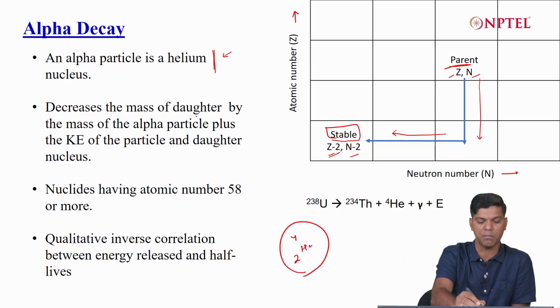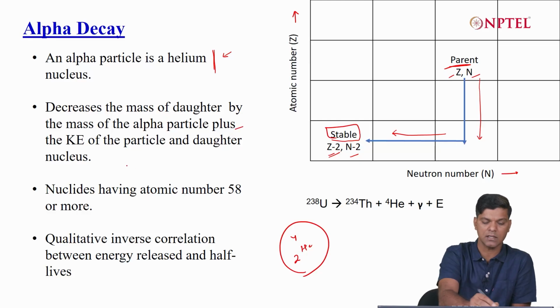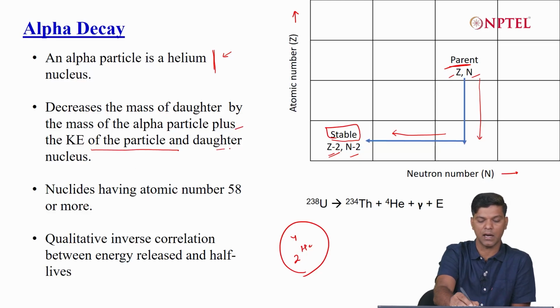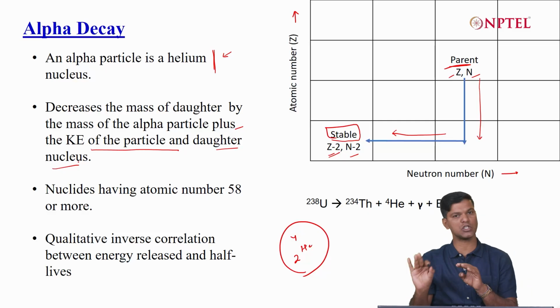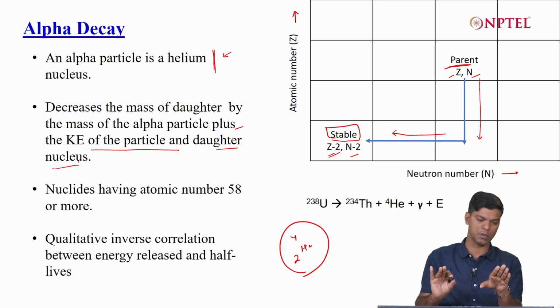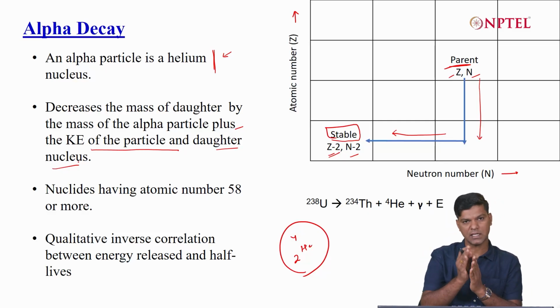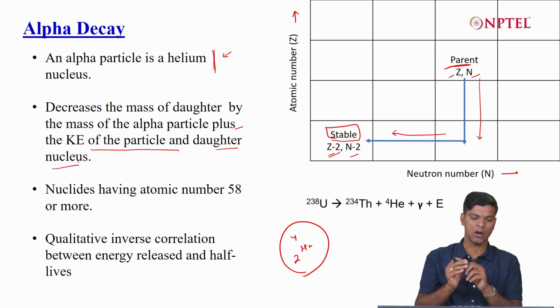So, it decreases the mass of the daughter by the mass of an alpha particle, plus the kinetic energy of the particle and daughter nucleus. So, the energy has to be balanced and the matter has to be balanced. So, they will decrease the mass as required for an alpha emission and also the kinetic energy that must be taken care of.